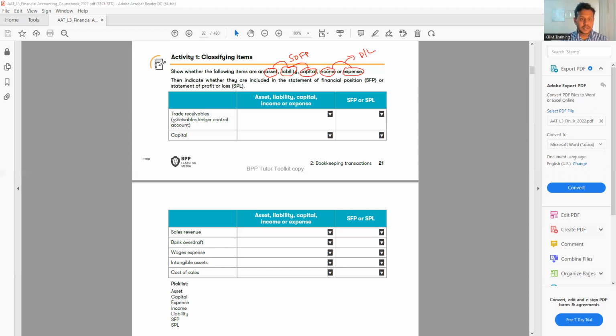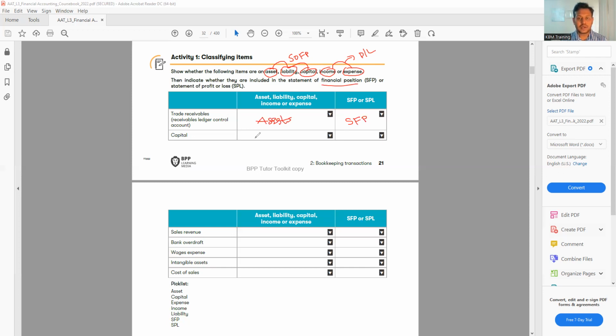Okay, the first one is the trade receivables. Trade receivables is an asset. We always say trade receivables means the credit customer. The customer is going to pay me in future. They are my asset, my current asset. So I say this is my asset, and if it is an asset, it belongs to SOFP. SPF, the statement of financial position, or SOFP, is the same thing as FP.